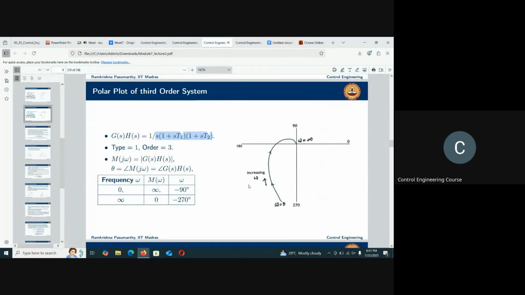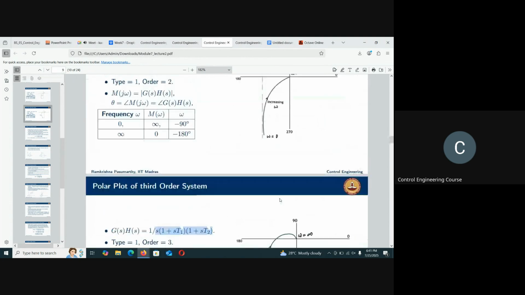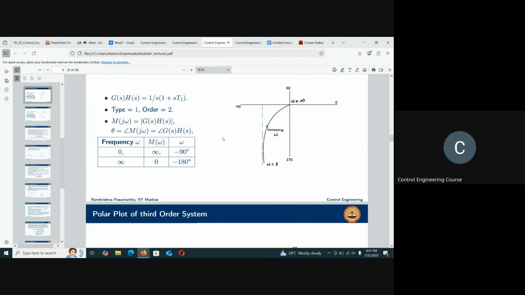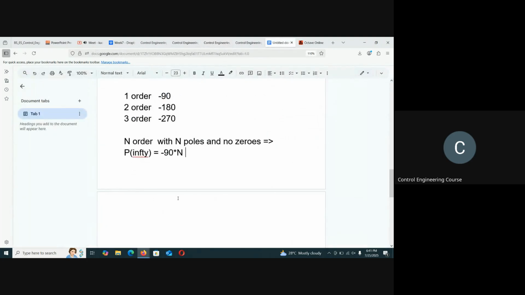So here you have the third order. It's minus 270, which is the same as plus 90, right? Again, it starts at minus 90, for the same reason, because there is a pole at the origin. If there is one pole at the origin, it starts at minus 90. If there is no pole at the origin, it starts at 0 degrees. So again, let me ask you to guess.